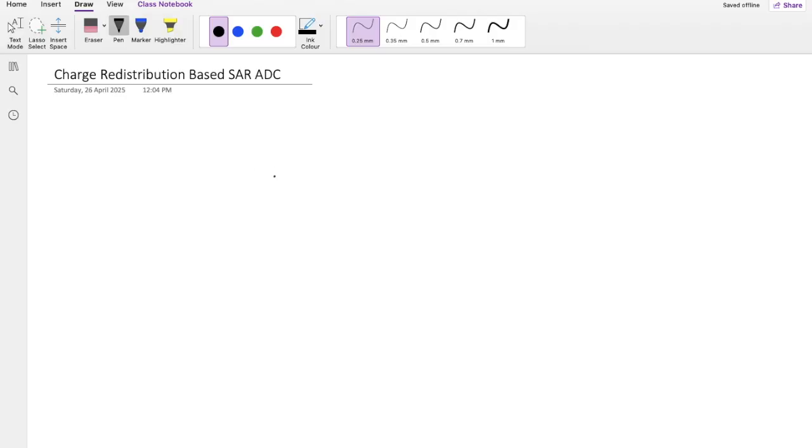Okay, in the previous lecture we discussed the basics of the SAR ADC. So we'll continue with that. Now we will discuss a switch capacitor based implementation of the SAR ADC, which is basically the charge redistribution based SAR ADC.